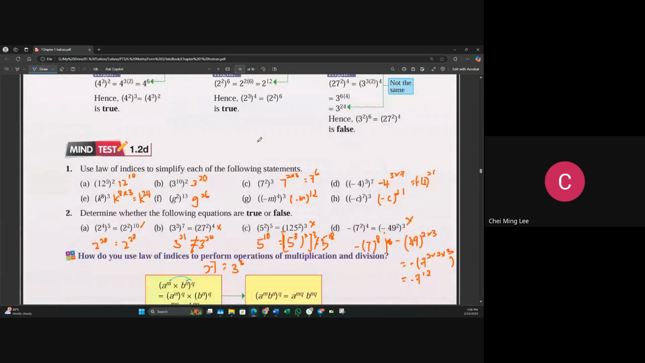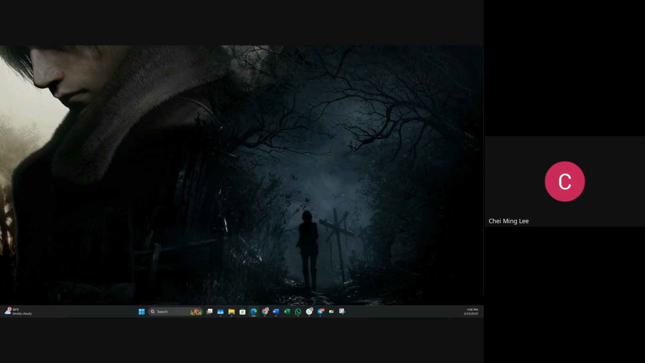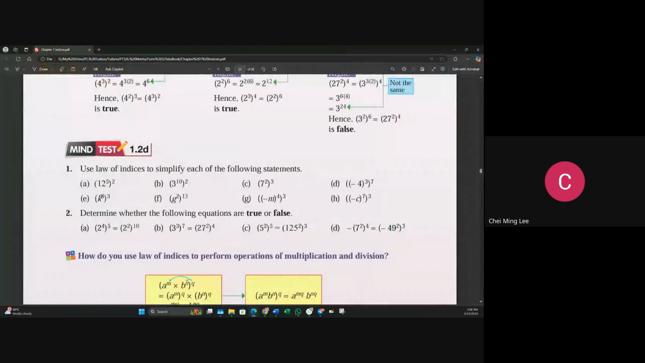All right, so try. For this one, solve only question 2. Only question 2. Question 1, no need.